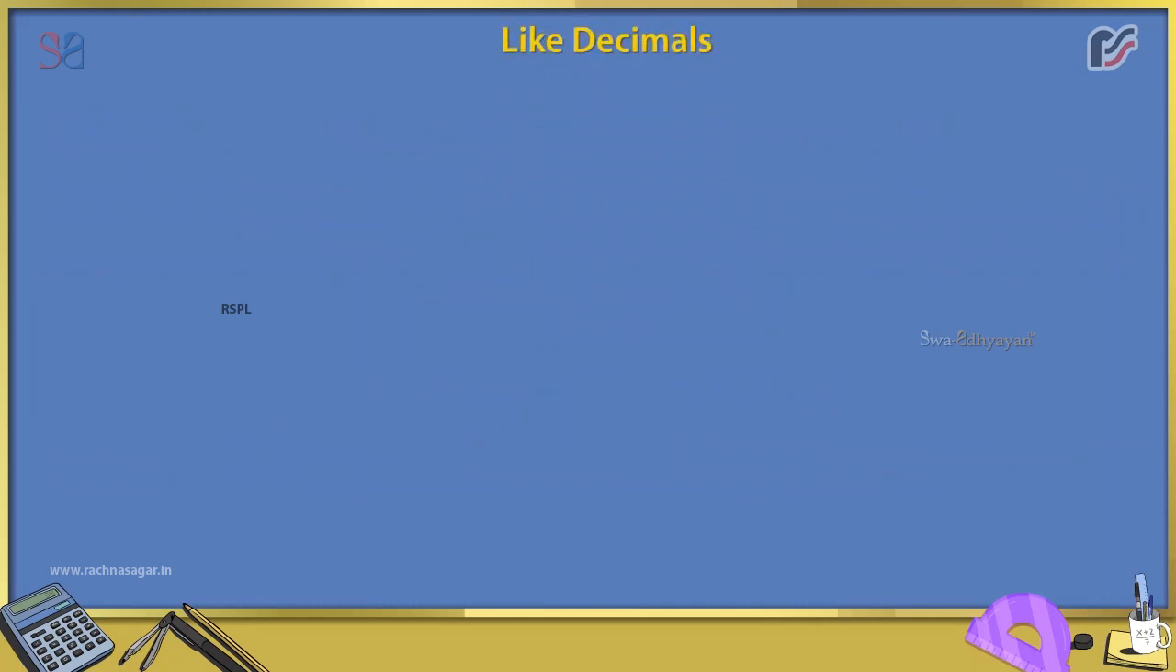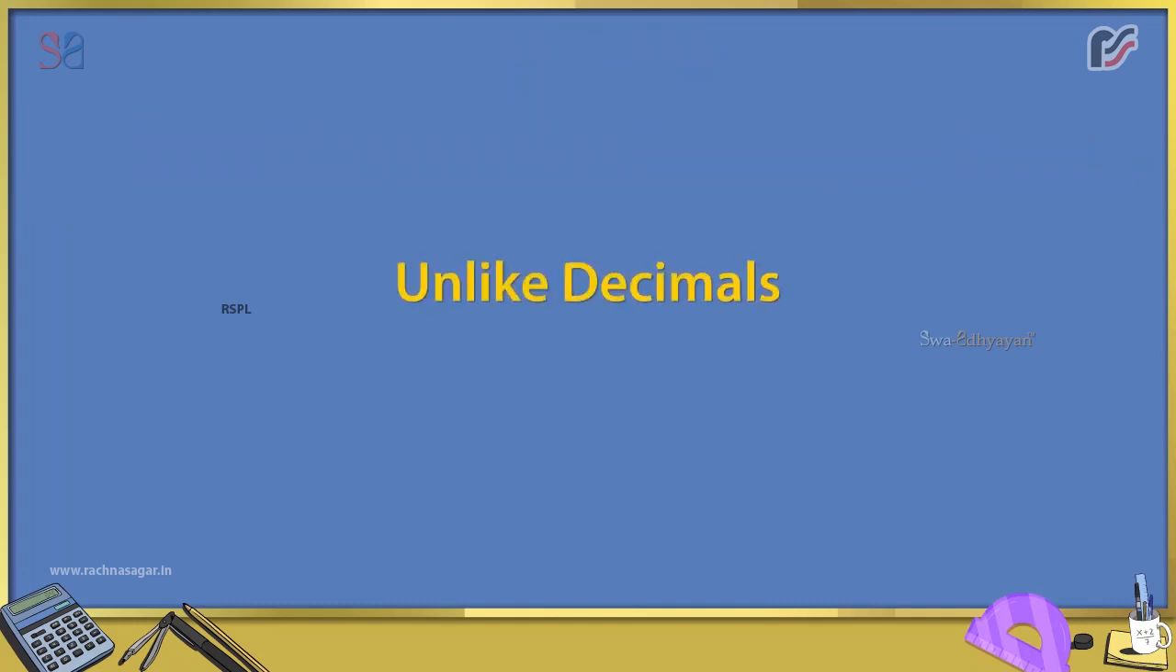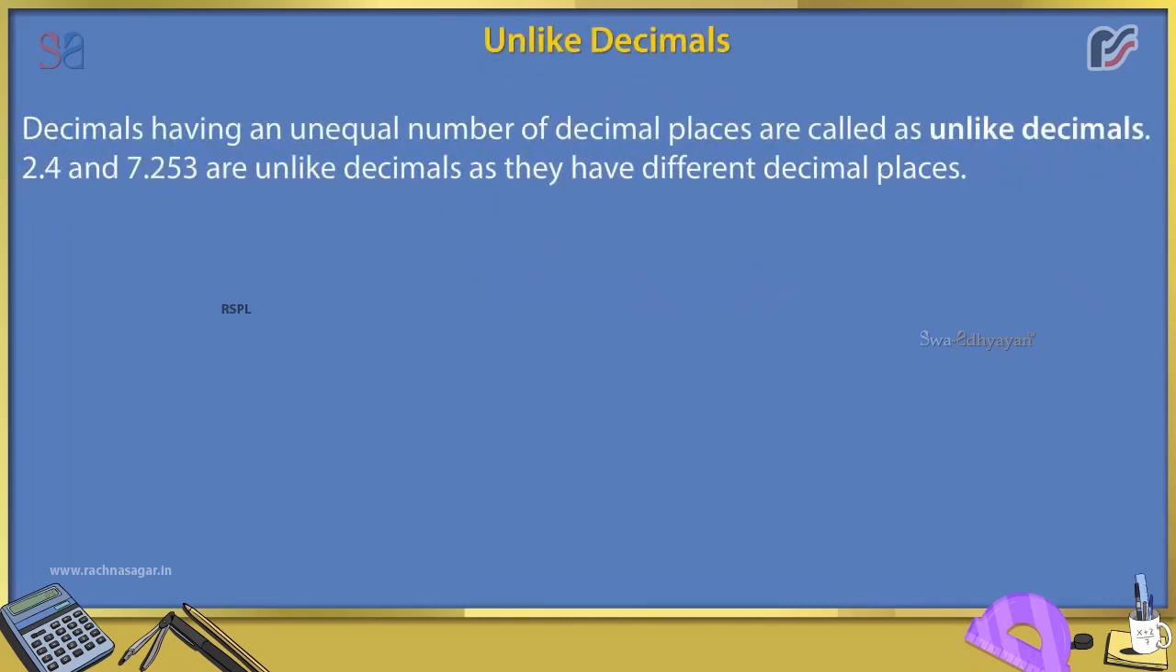Like decimals. Decimals having the same number of decimal places are called as like decimals. 2.657 and 24.721 are like decimals, as the number of decimal places in both of them is 3. Unlike decimals. Decimals having an unequal number of decimal places are called as unlike decimals. 2.4 and 7.253 are unlike decimals, as they have different decimal places.